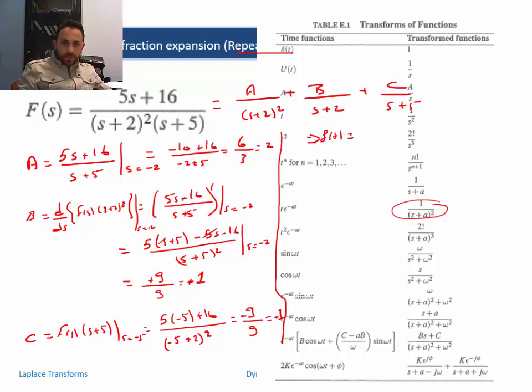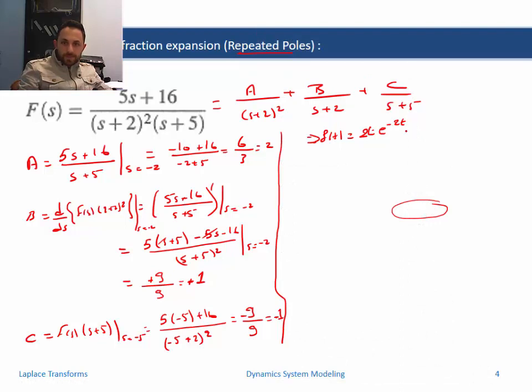F of t, so a is equal to 2. The inverse of 1 over s plus 2 squared is t e power minus 2t, and b we have it plus 1, plus, again from the table you can see it is equal to e power minus 2t, c minus 1 e power minus 5t. Great.